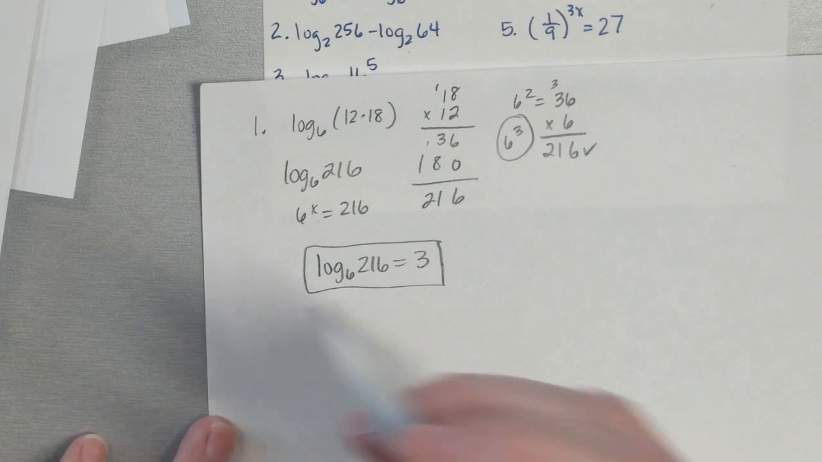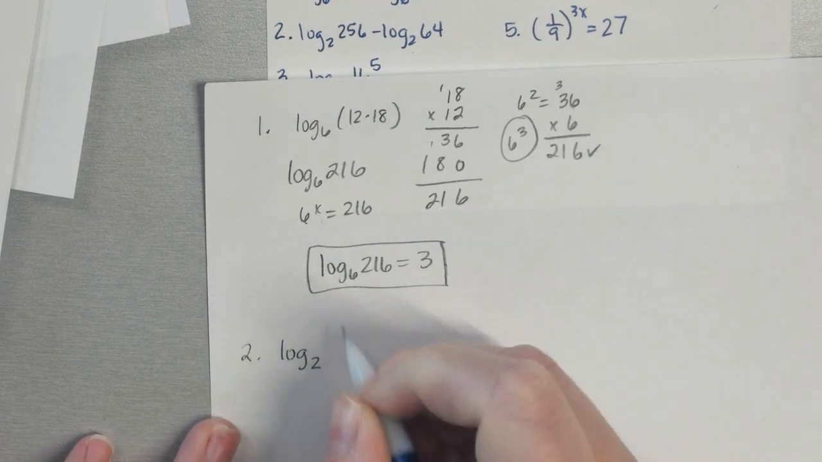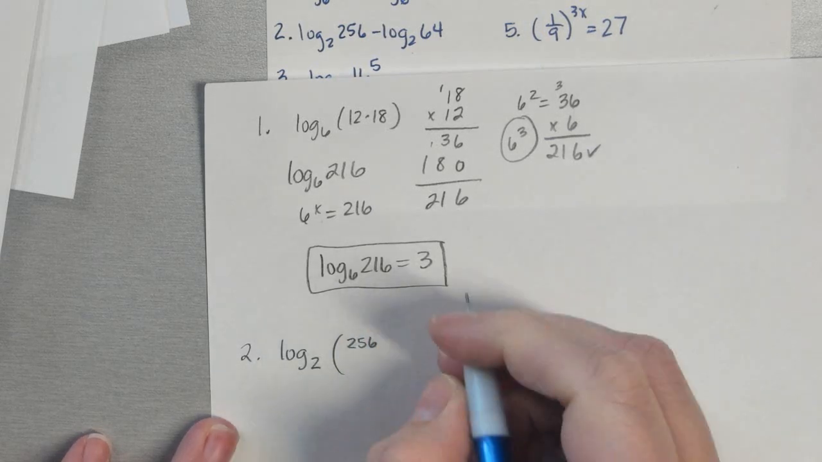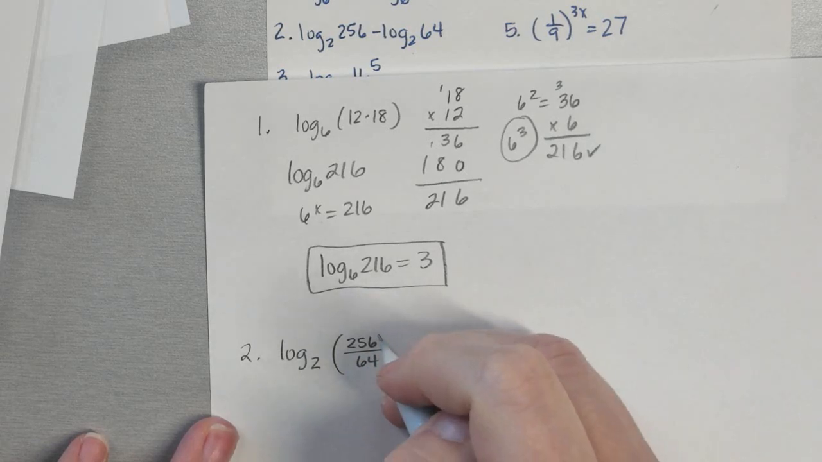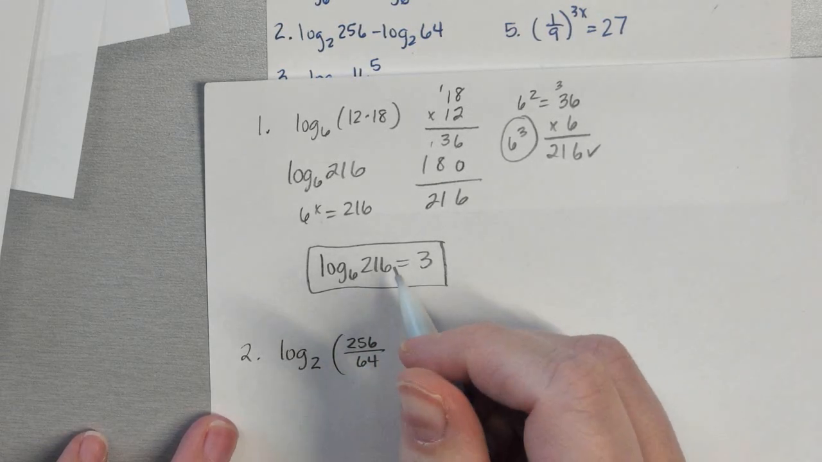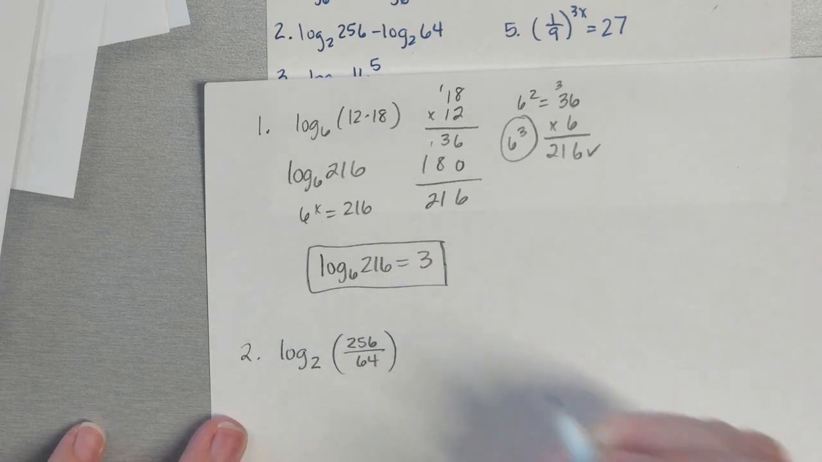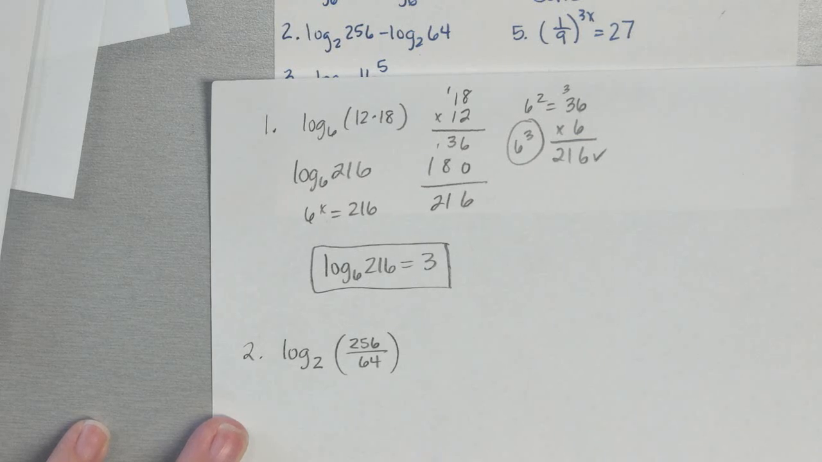Number 2, you have minus. So if you have minus, that means you're going to do what with the 2 values? Yes, divide. So you have 256 divided by 64. And really you're just asking yourself, how many times does 64 go into 256? You could also think of it in powers of 2. Yeah, it's 4, but how did you get there?